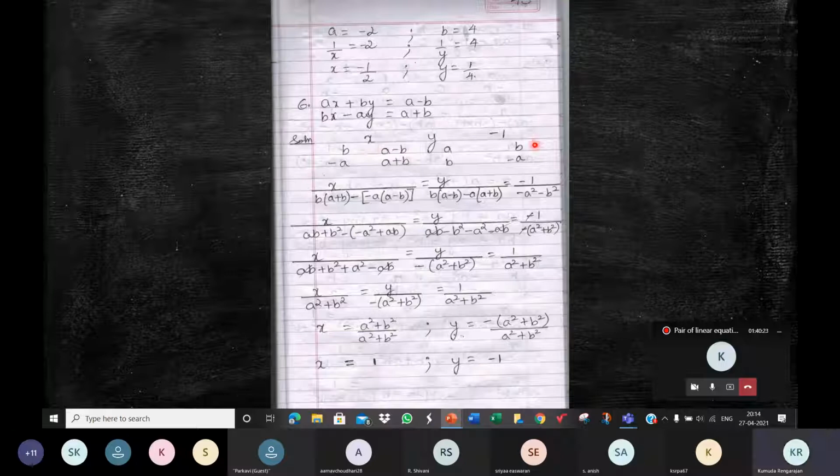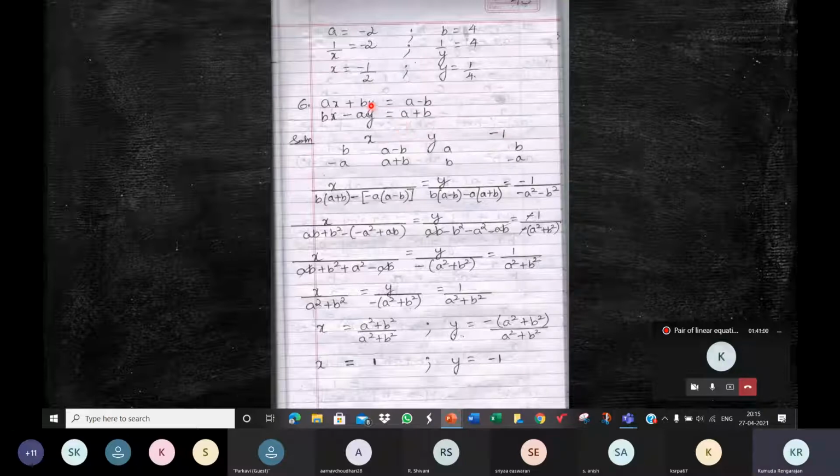So the headings are x, y, and minus 1. Please have the equations in the correct form: x term, y term, and the constant on the other side. So the heading is x, y, and minus 1. Why x, y? Because we are solving the equations to find the expressions for x and y. X and y are the variables. And minus 1 because we have the constants on the RHS.